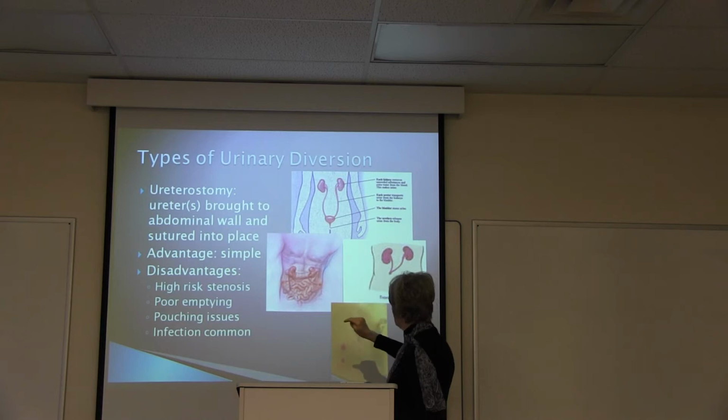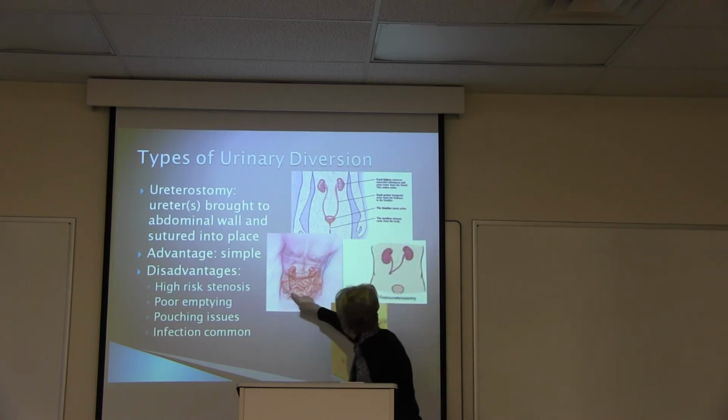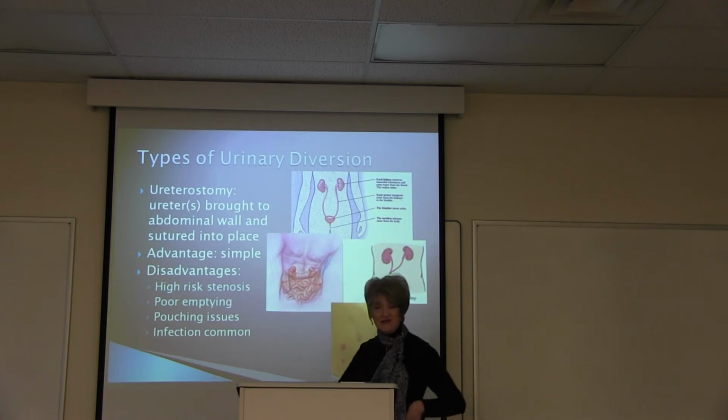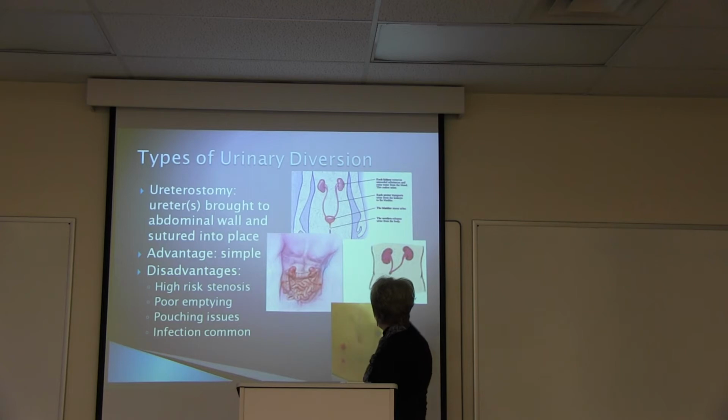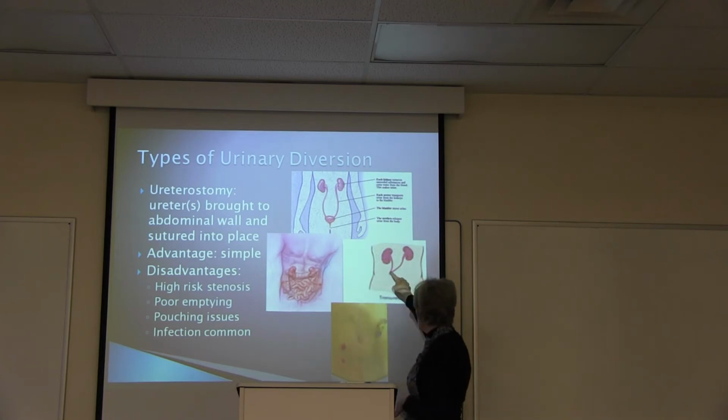You've removed the bladder, you've brought the ureters to the abdominal wall. Sometimes they bring them out on each side if the ureters are short. More commonly, if you have normal ureteral length, they try very hard to bring the ureters out side by side so they can be pouched together. Or sometimes they'll even connect one ureter to the other and then bring that one ureter out as a stoma.